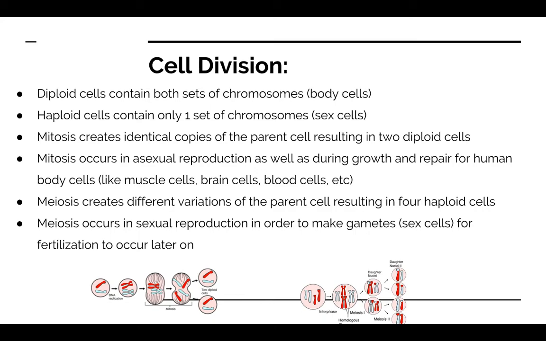Meiosis creates different variations of the parent cell, resulting in 4 haploid cells. So notice that there are 4 cells being made as opposed to 2 daughter cells in mitosis. Meiosis occurs in sexual reproduction in order to make gametes or sex cells for fertilization to occur later on.